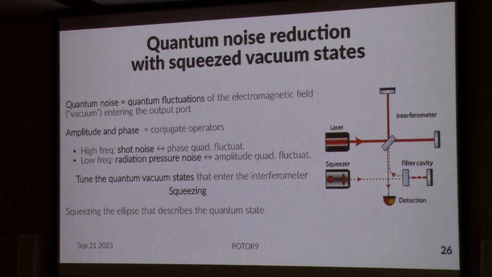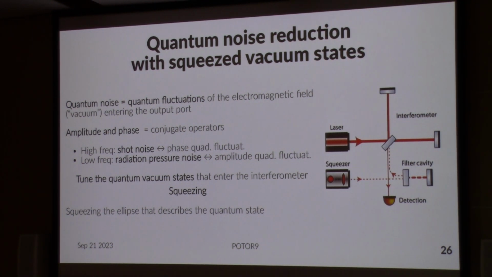So let me pause for just a minute and explain what this quantum squeezing is. I think it's very interesting. The quantum noise in the interferometer is basically related to quantum fluctuations of the electromagnetic fields that enter the output port of the interferometer. This is how quantum mechanics describes this effect. Those quantum fluctuations enter the interferometer, interact with it, and then result in a quantum noise that is measured by the photodiode.